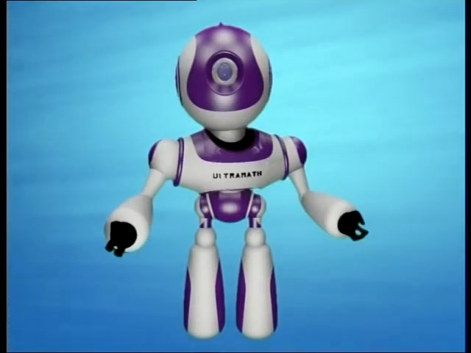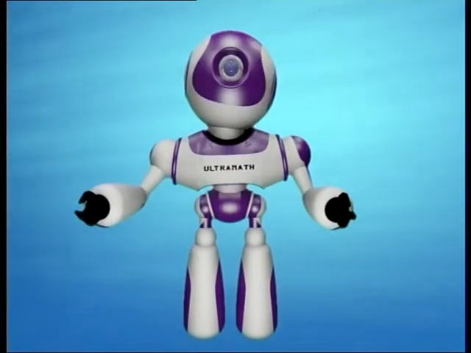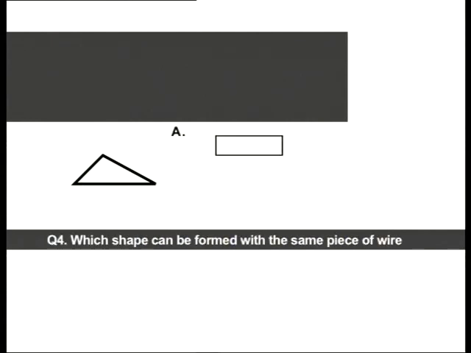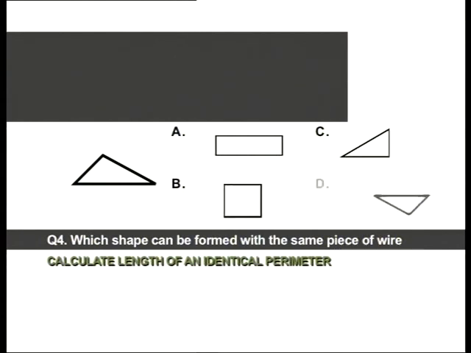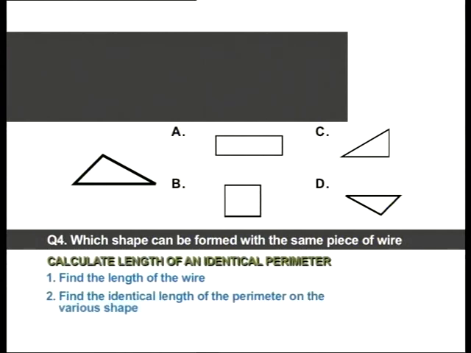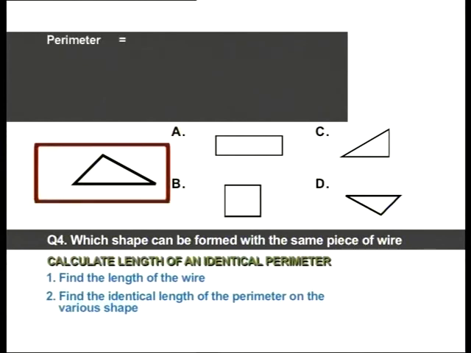Now look at this question. The diagram shows a triangle formed with a piece of wire. Which of the following shapes can be formed with the same piece of wire? To find the answer to this question, first we have to find the length of the wire. Then find the identical length of the perimeter. Perimeter equals 11 plus 14 plus 7 equals 32 centimeter.